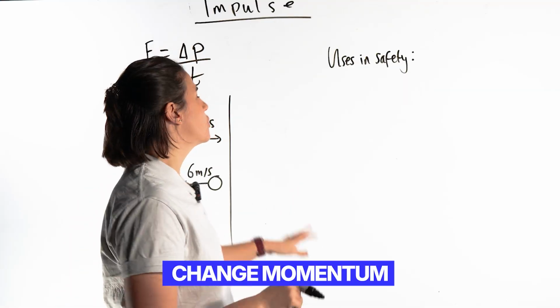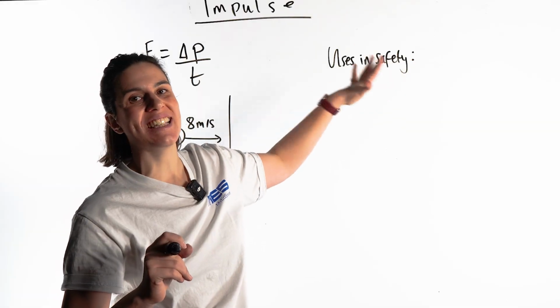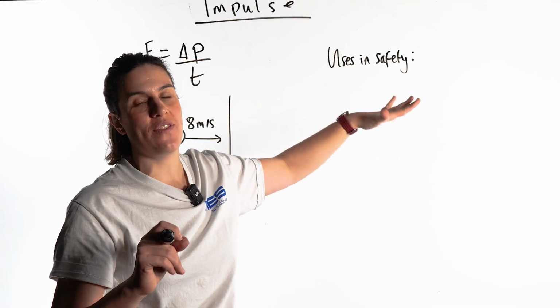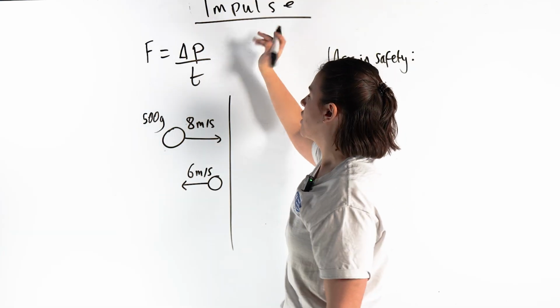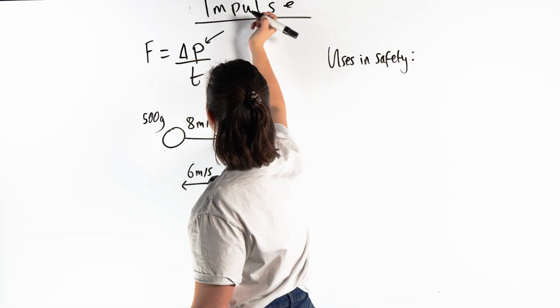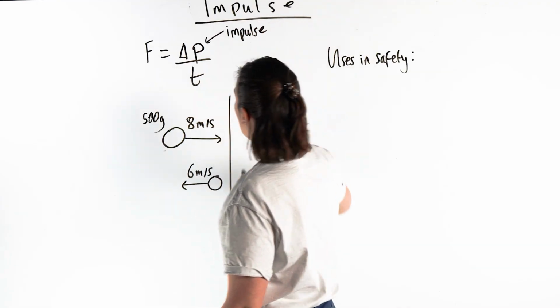I'm going to be talking to you about impulse, which is sometimes called change in momentum. I'm going to talk you through a problem and then we're going to talk about the uses of this in safety features, specifically in cars. So let's start with our equation. So this bit here, change in momentum, this is sometimes called impulse, okay?